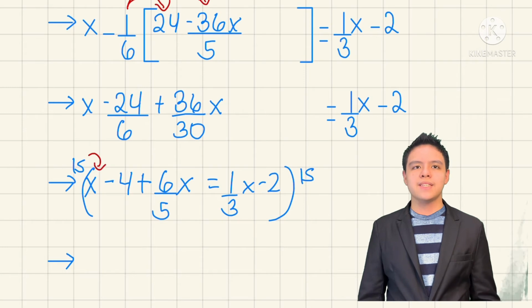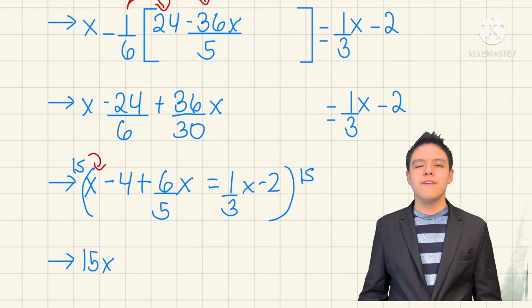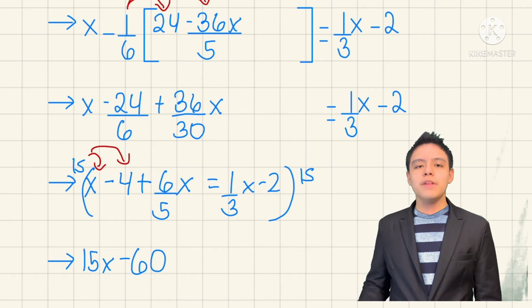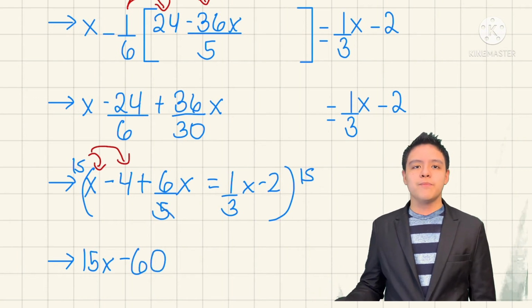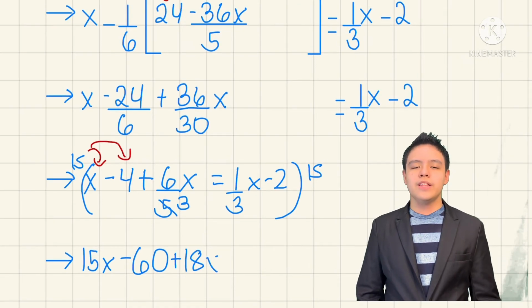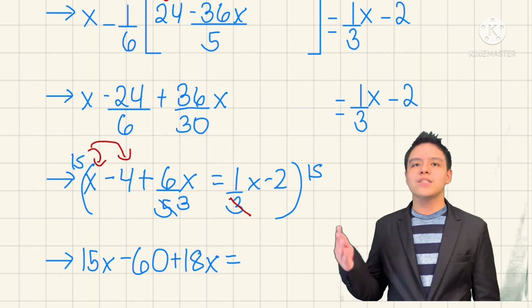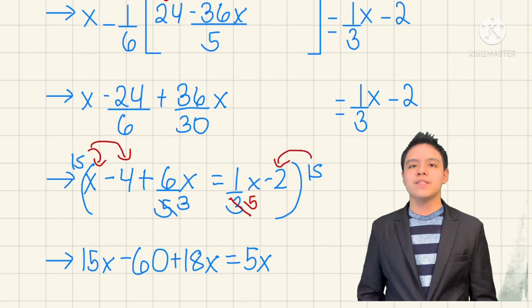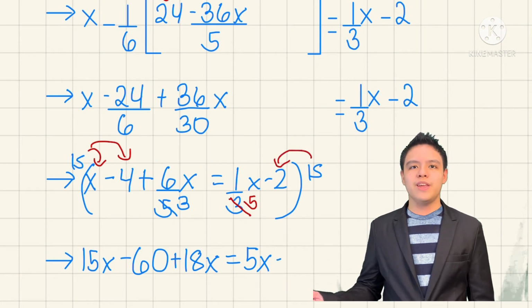15 times x is 15x. 15 times negative 4 is negative 60. The denominator 5 will become 3 multiplied to 6x, which is 18x. The denominator will become 5 and will be multiplied to x, which is 5x. And lastly, 15 times negative 2 is negative 30.